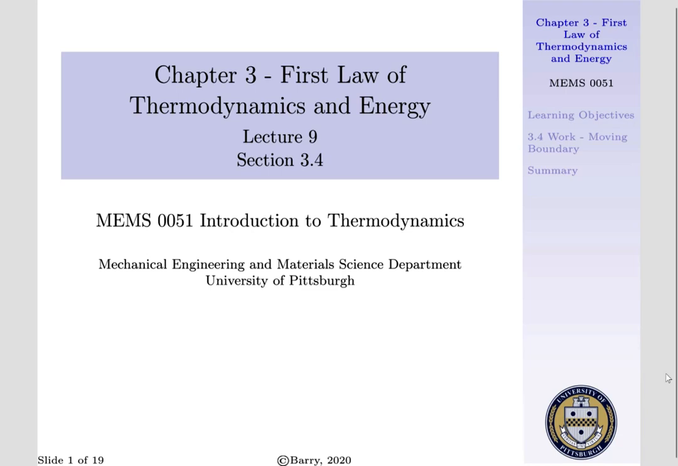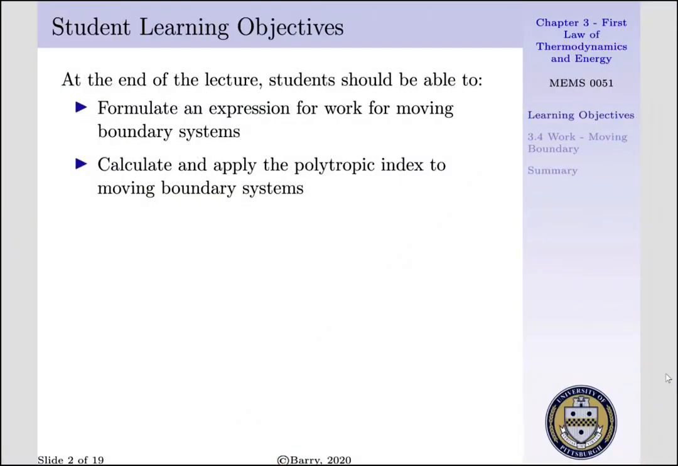Lecture 9 covers Section 3.4. At the end of today's lecture, you should be able to formulate an expression for work for moving boundary systems, as well as calculate and apply the polytropic index for the formulation of work to moving boundary systems.